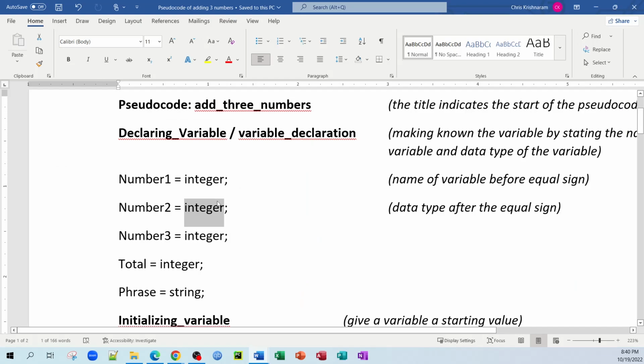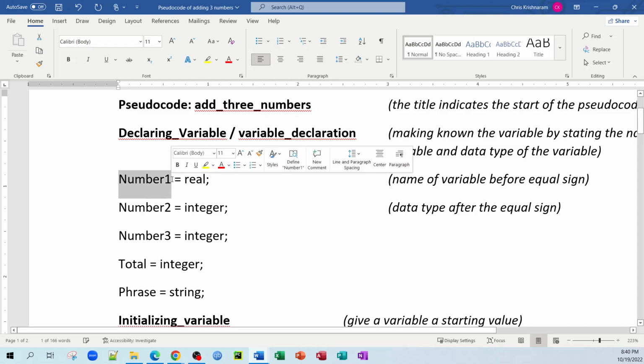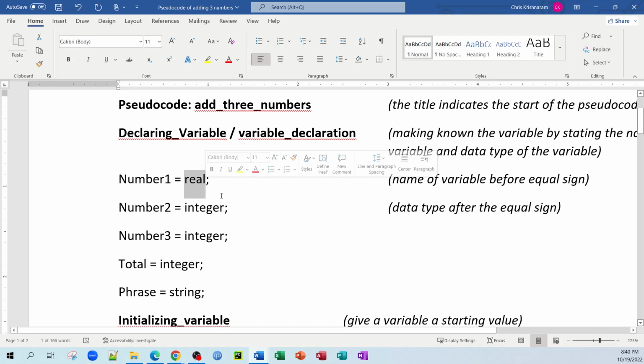Now if we wanted to accept numbers with decimal places, say for instance 5.29, 10.10, what would I have to type here as the data type? Real. Very good. So I would simply have to replace integer with the word real, and that is basically me indicating that this variable here called number 1 is being declared as a real data type variable.